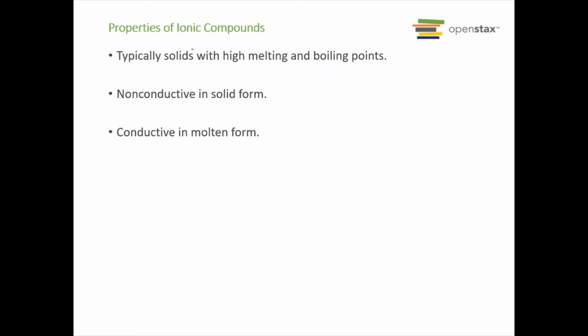So, some properties of ionic compounds. Typically, they're solids with high melting points and high boiling points. Think about it this way: it takes a lot of energy to take salt, like table salt, to boil, to convert that solid to an actual gas. We've never seen that before. Sure, you've seen water boil, but never something like sodium chloride or sodium iodide. Then also it takes a lot of heat to turn that from a solid to a liquid as well.